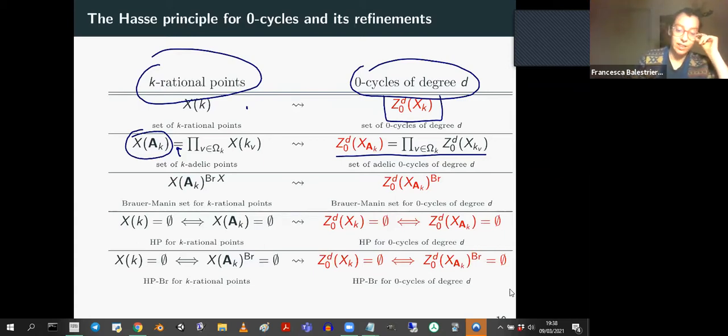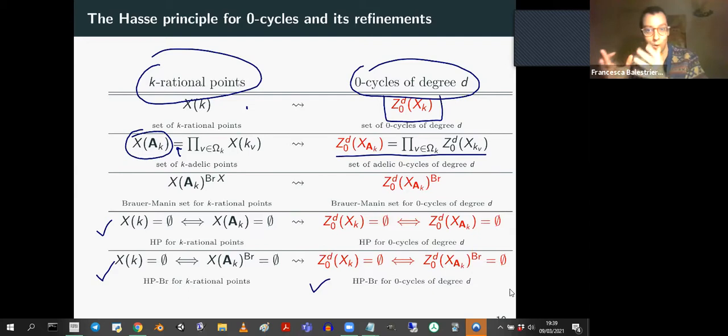And as before, we define the Hasse principle for rational points, like here. And we can do the same for zero cycles, completely analogous. And again, we define the Hasse principle with Brauer-Manin obstruction for rational points, and we can do the same thing here. So many of the ideas and principles that we saw in the rational points world translate into this zero cycle world.